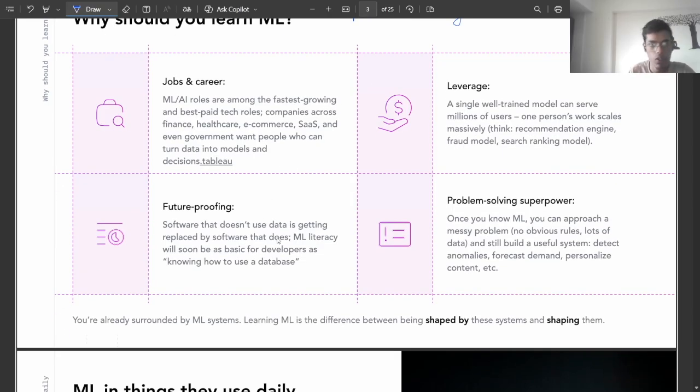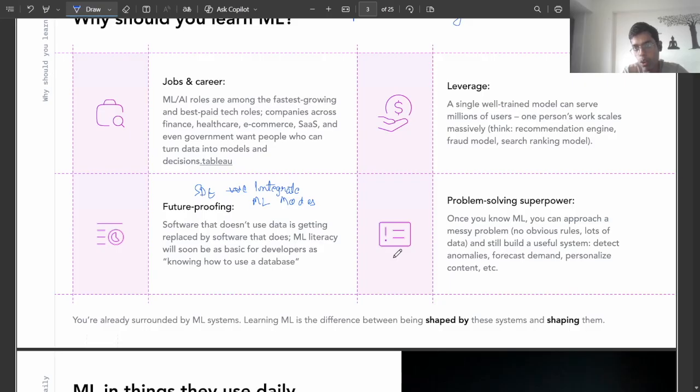As you can see, software that doesn't use data is getting replaced. Even in software development, we integrate some of the ML models to take decisions and perform tasks. You can also see ML literacy will soon be a basic for developers, as if he or she knows how to use a database.